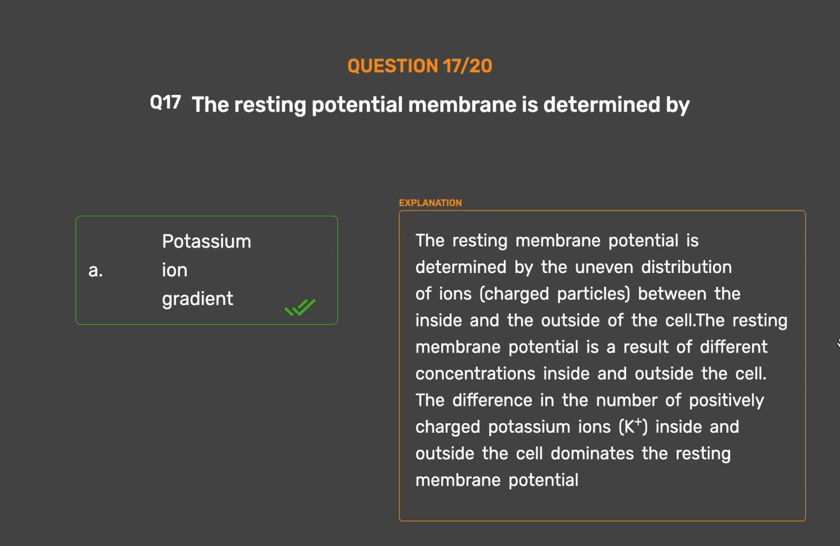The resting membrane potential is determined by the uneven distribution of ions, charged particles, between the inside and the outside of the cell. The resting membrane potential is a result of different concentrations inside and outside the cell. The difference in the number of positively charged potassium ions, K+, inside and outside the cell dominates the resting membrane potential.